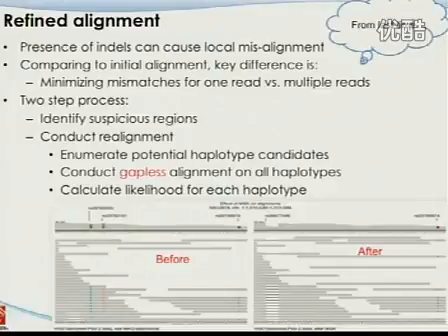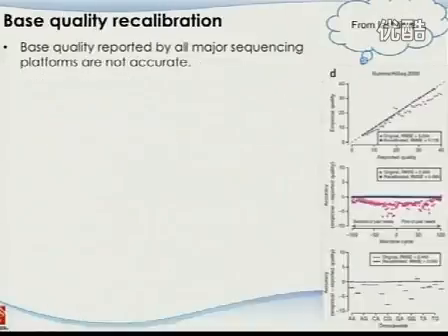And we have seen, especially for the regions where the two variants you identified are very close to each other, those are really suspicious regions. And we further talk about base quality recalibration. So the base quality reported by all major sequencer platforms is not really accurate.